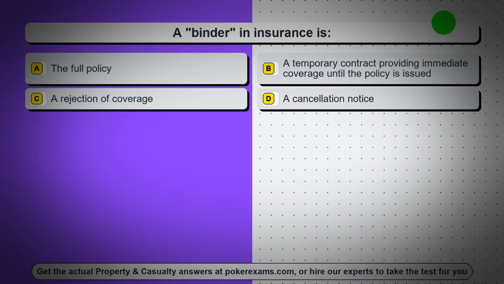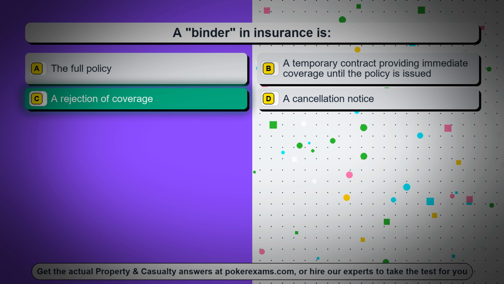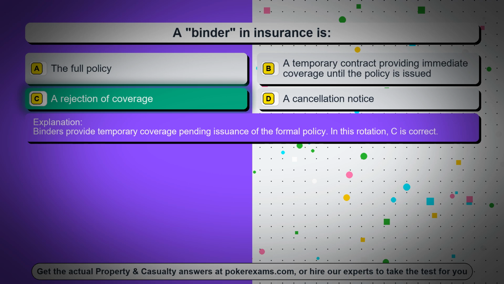Question 64. A binder in insurance is. Option A, the full policy. Option B, a temporary contract providing immediate coverage until the policy is issued. Option C, a rejection of coverage. Option D, a cancellation notice. The correct answer is option C, a rejection of coverage. Binders provide temporary coverage pending issuance of the formal policy. In this rotation, C is correct.